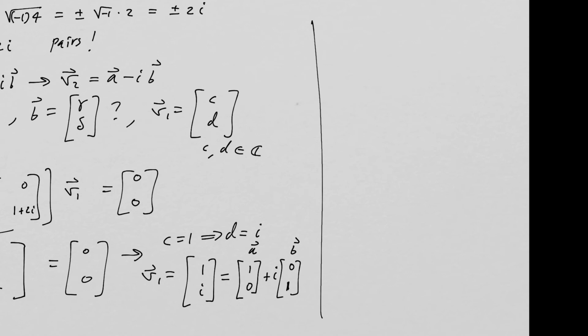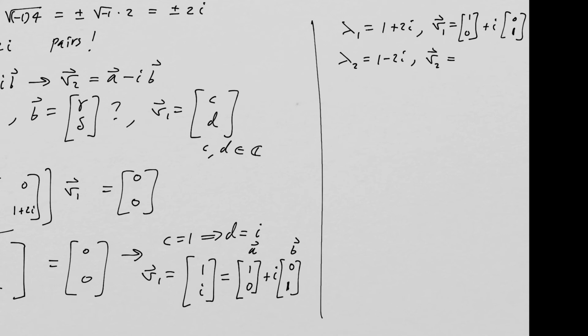So I found all the things I need. Lambda 1 is 1 plus 2i, and it's associated with the eigenvector v1, which is equal to 1, 0 plus i times 0, 1. Okay, and again, we get lambda 2, which is equal to 1 minus 2i. V2 will then be the complex conjugate of what we just found, so we have no other work to do. We're done. We're going to have 1, 0, and then minus i times 0, 1, because that's the conjugate of what we had from before.